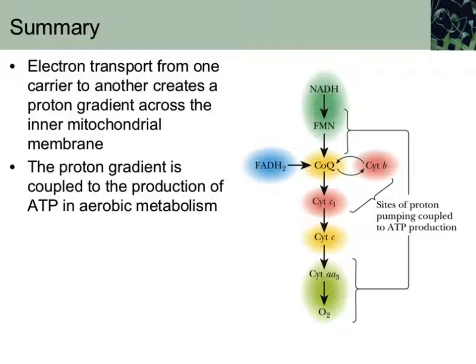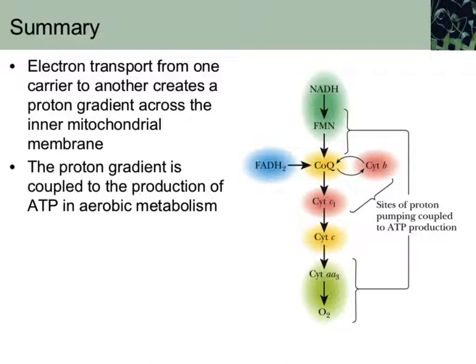It's complex 2. FADH2 is dumping electrons into CoQ. Okay? It's not FADH2 just free floating. That's complex 2, and the electron carrier from complex 2 is FADH2. Okay? So it's dumping electrons from FADH2 into CoQ.